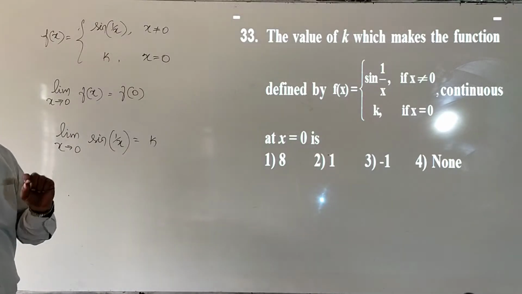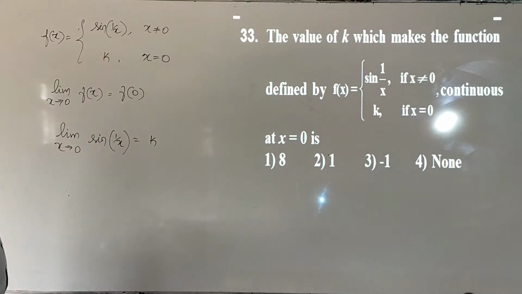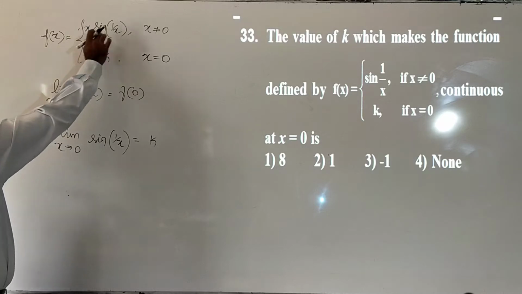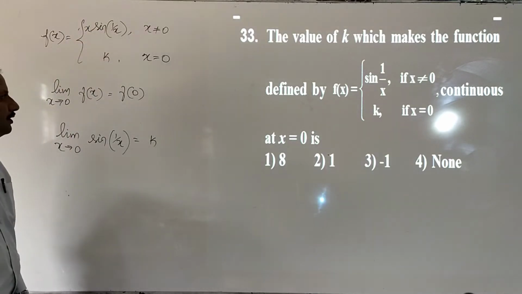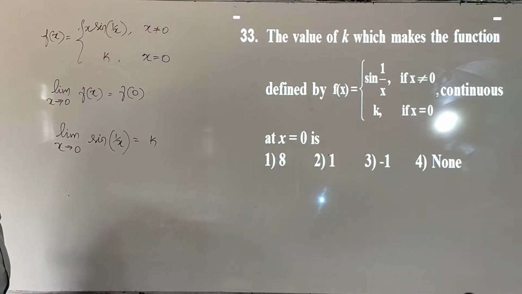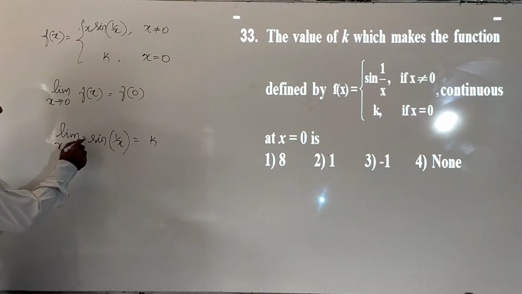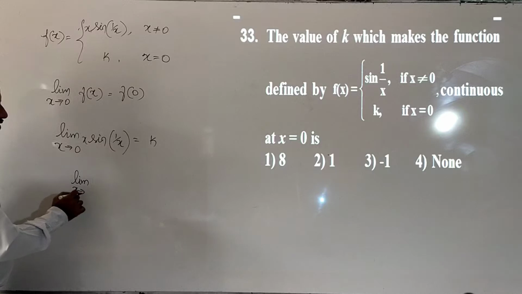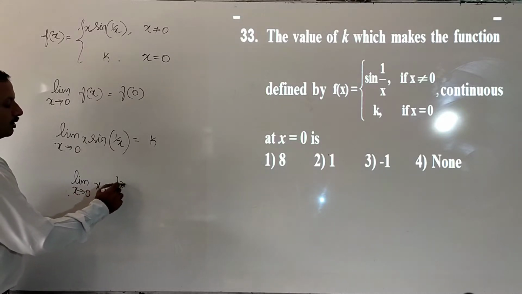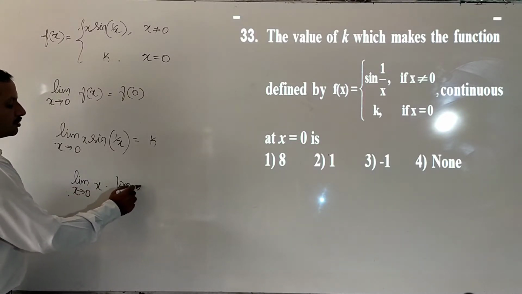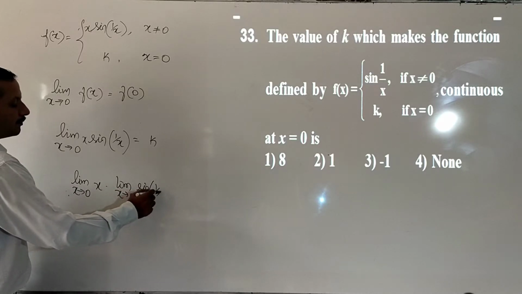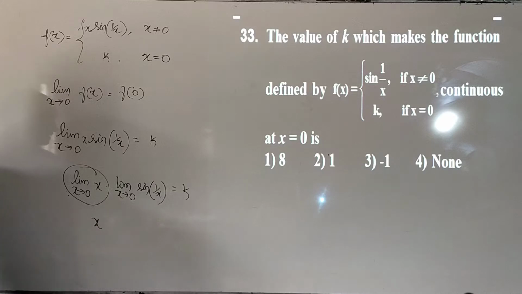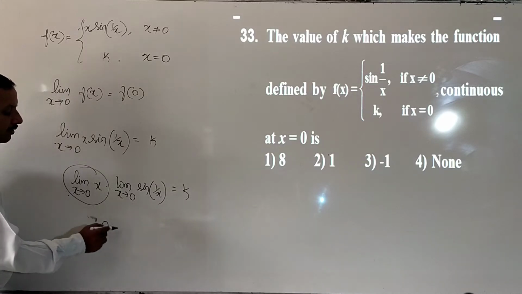So I'll explain one more problem which is very similar to this. If the function is defined as, instead of this, it is defined as x into sine 1 by x when x not equal to 0, then what is the value of k? If they ask this question, then it will become x into sine 1 by x. So I can write this as limit x tends to 0 x into limit x tends to 0 sine 1 by x. Okay. Now limit x tends to 0 x will become 0.